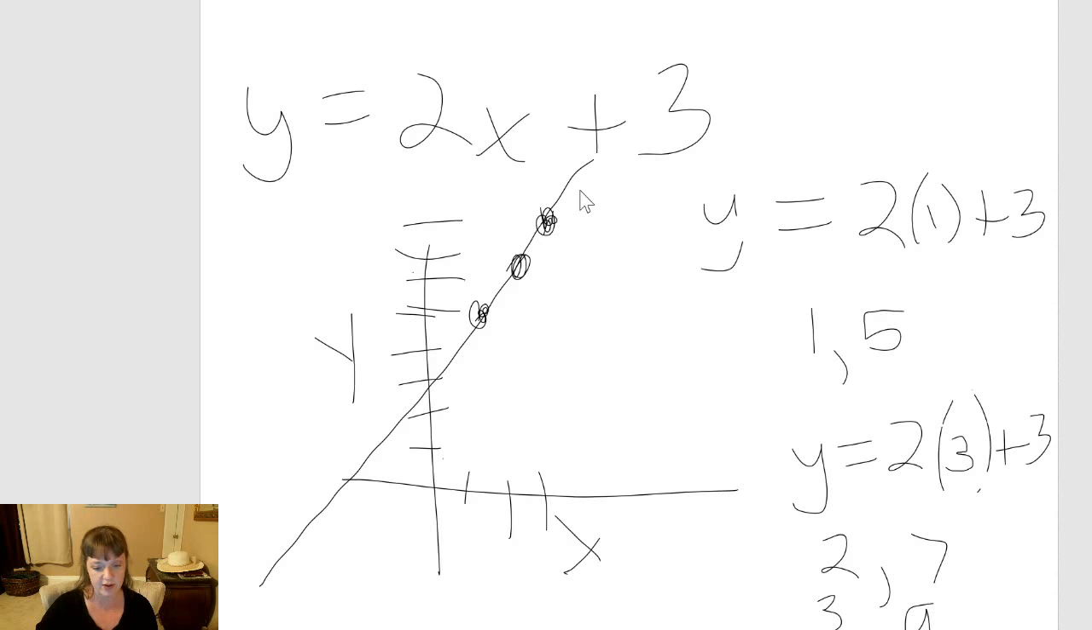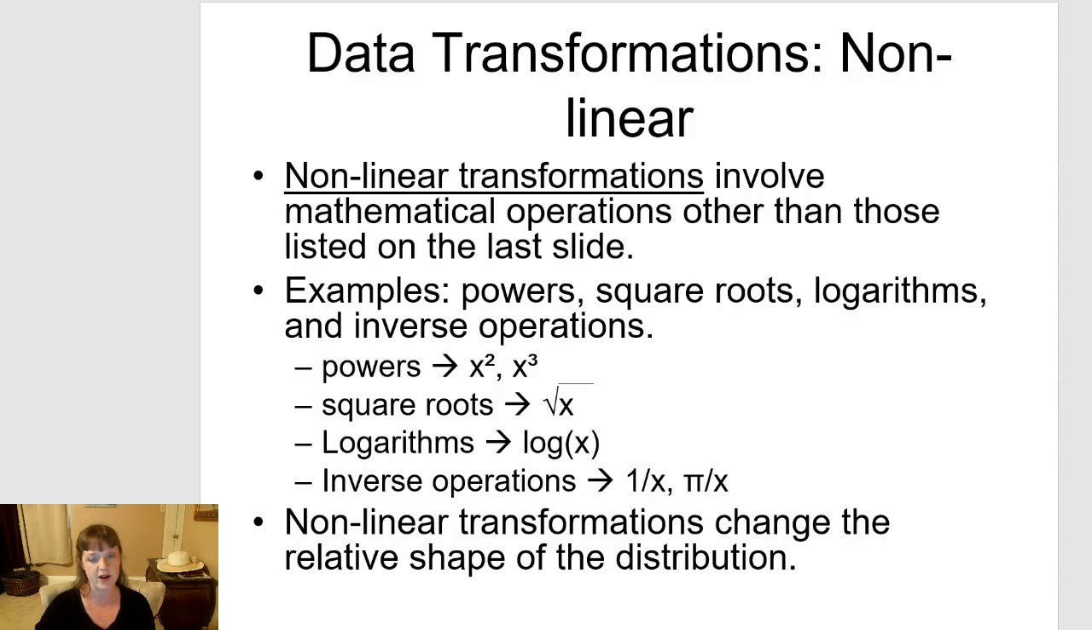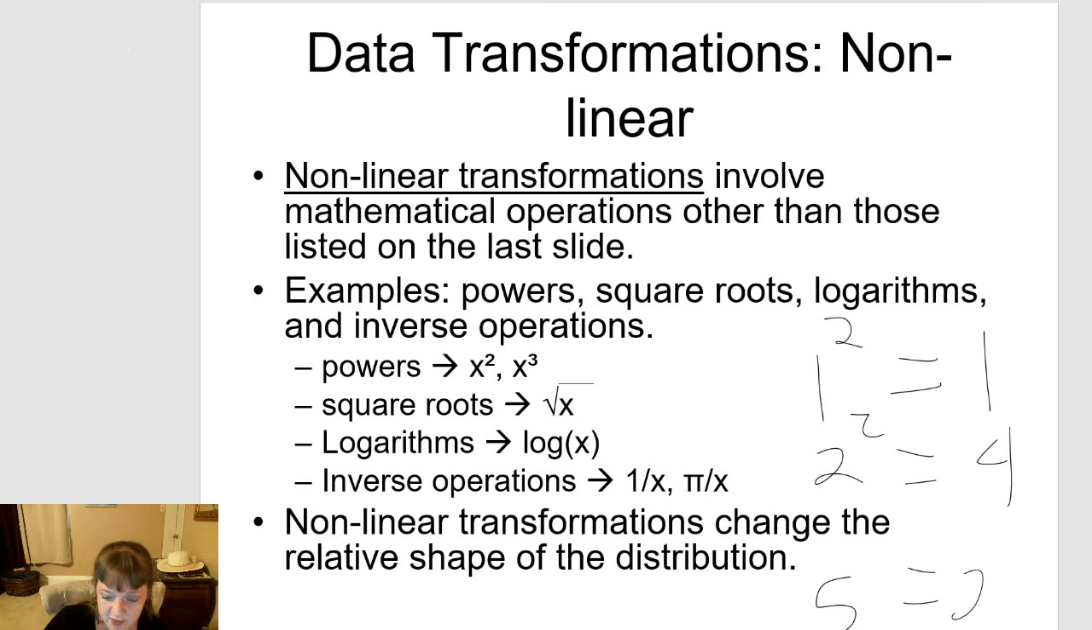Contrast that with a nonlinear transformation. Nonlinear transformations do change the shape of the data. They alter some numbers more than others. For example, powers are a nonlinear transformation because large numbers get affected more than small numbers. 1 squared is still 1. 2 squared is 4. But 5 squared is 25. The bigger the number is, the more squaring affects it. And so the shape of your distribution, the relationship between your people and their scores, is going to be altered because bigger numbers are going to be more affected than smaller numbers.